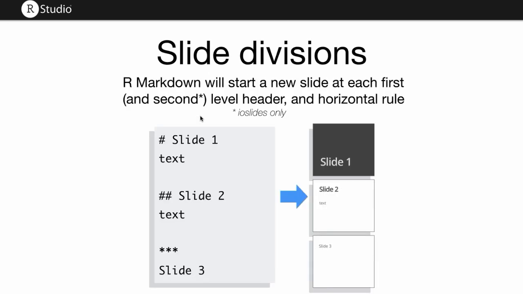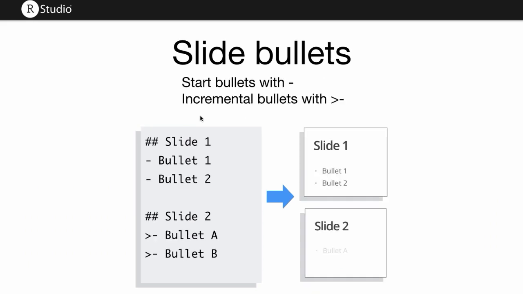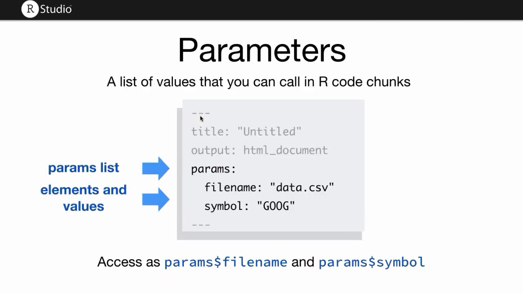In the slideshow, they just divide into a new slide. You can also create bullets and slideshows with these things here. The greater than before the bullet creates a bullet that appears incrementally.